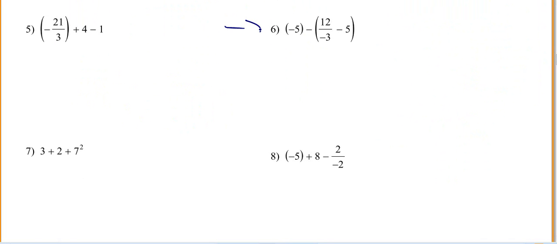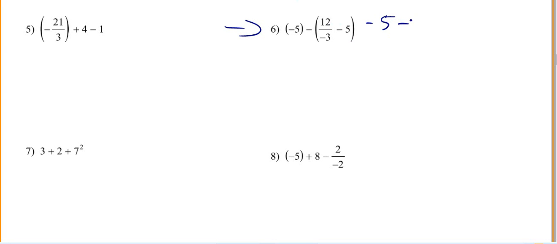Let's look at number 6 here. This is a good problem to show the importance of order of operations. If you didn't have order of operations, you may do this 12 divided by 3 minus 5 over 1. You could convert that to a fraction. Take a lot more steps than what you need to. You may or may not get the right answer. So let's work with what's in our parentheses first.